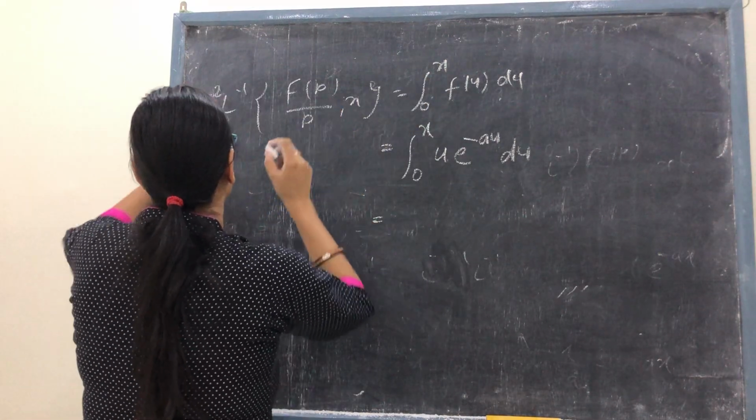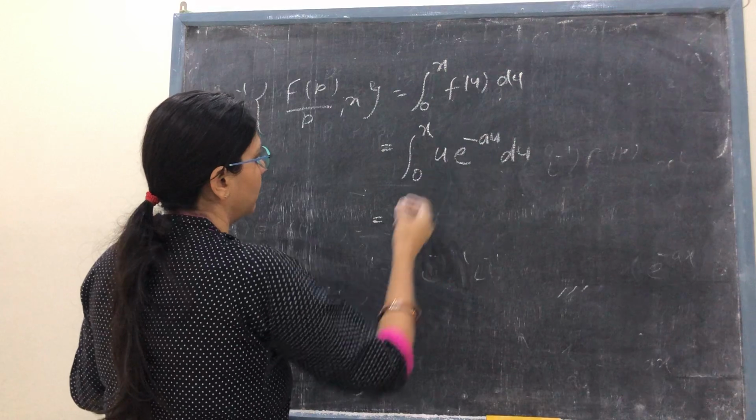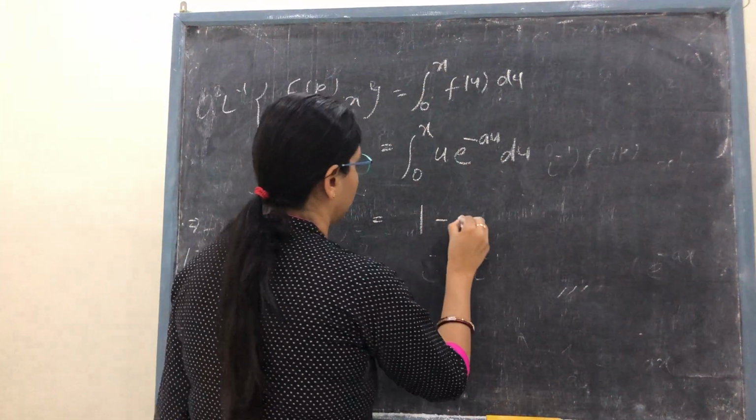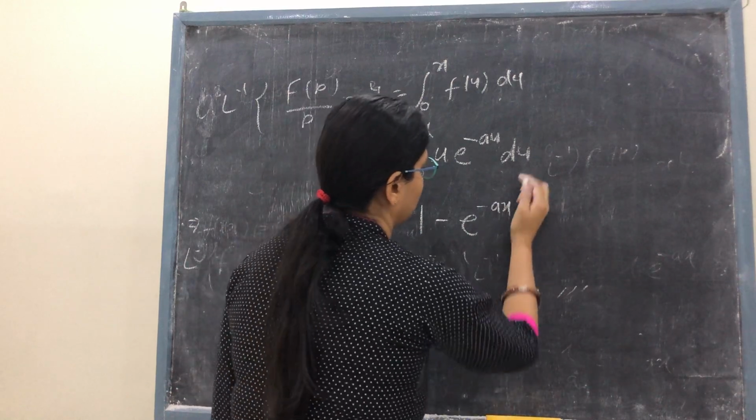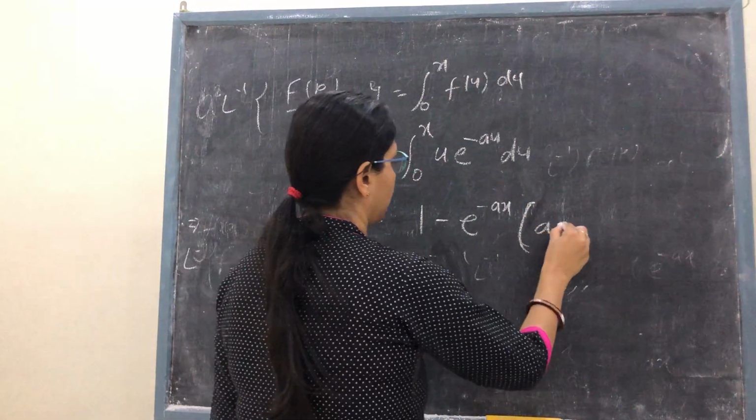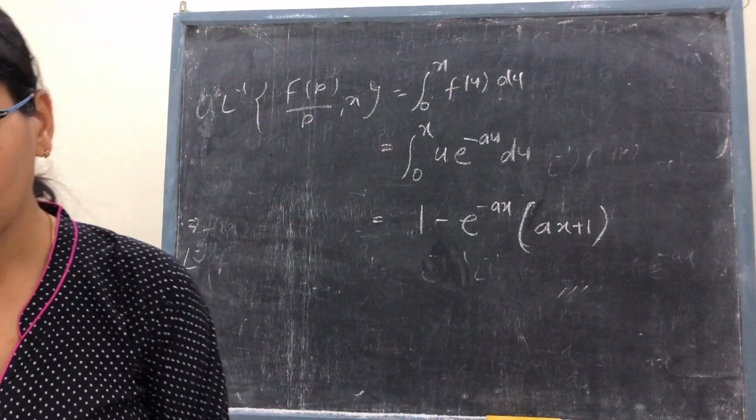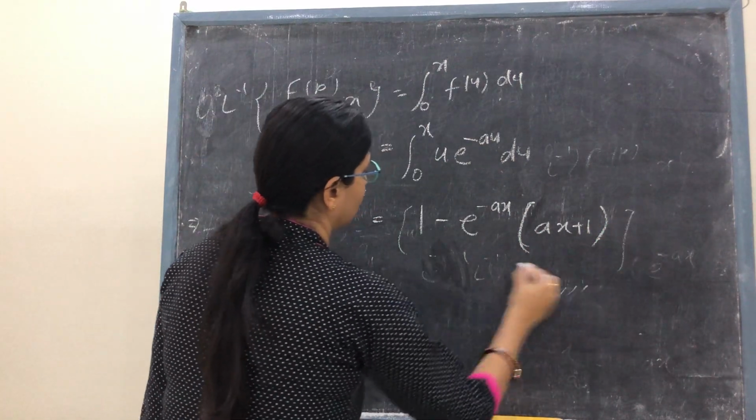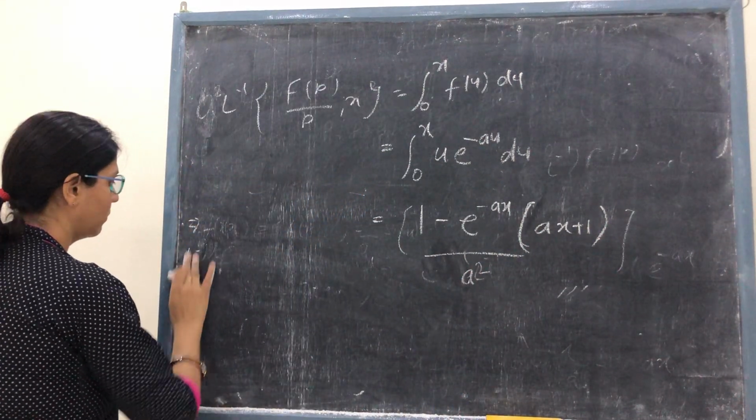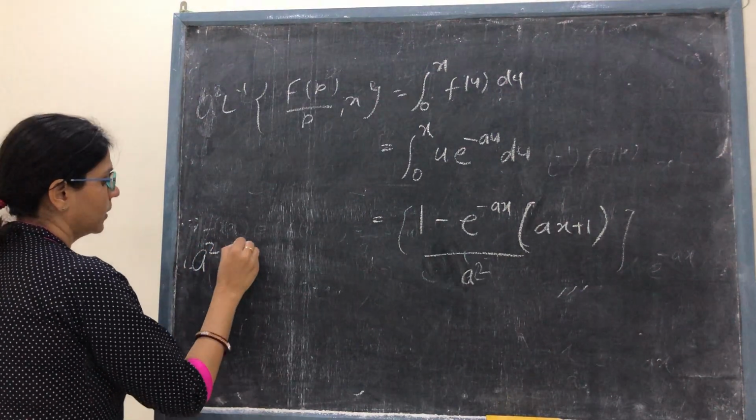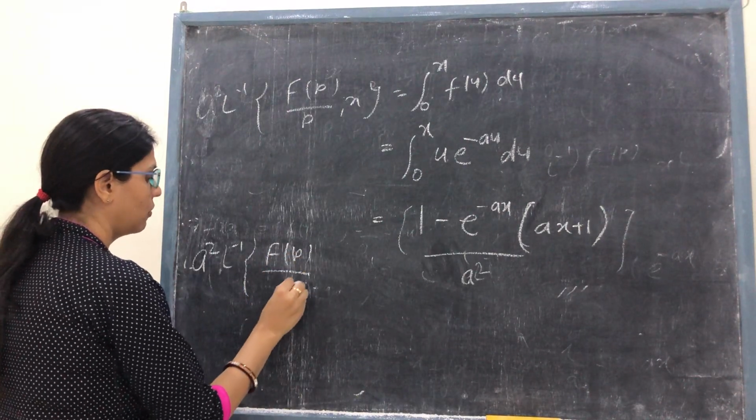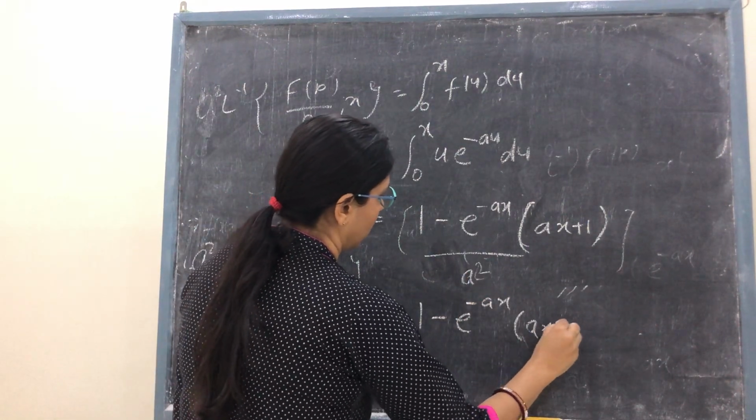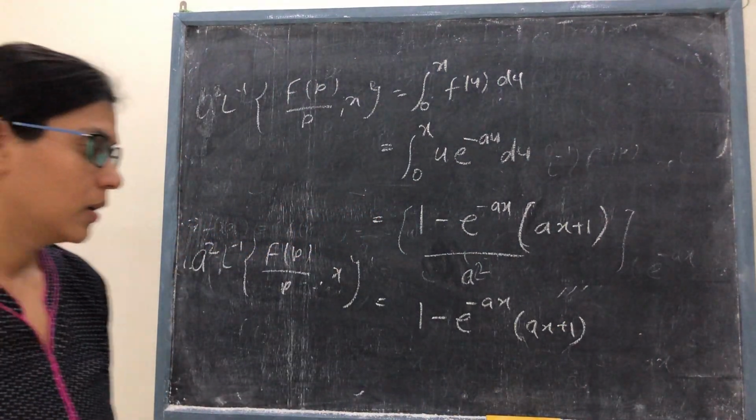Here a square we left aside for now; we are only finding the Laplace inverse of f of p over p. Solving this integration, we will get 1 minus e raised to the power minus ax times ax plus 1 upon a square. Now in our question there is also a square with L inverse of f of p over p. Multiplying by a square, we will get 1 minus e raised to the power minus ax times ax plus 1. This is our solution of the question.